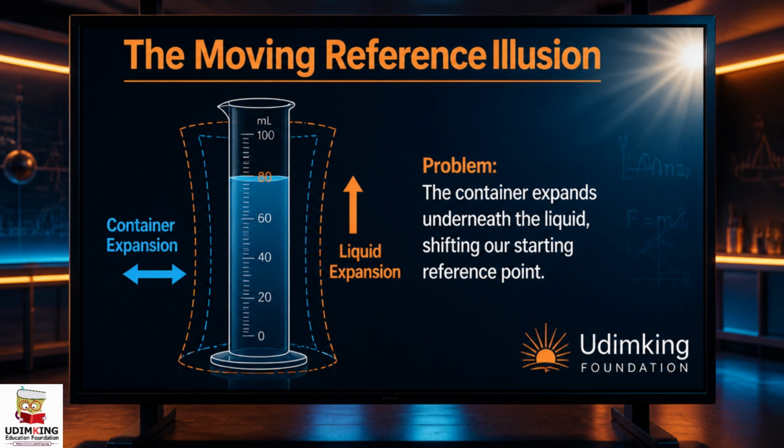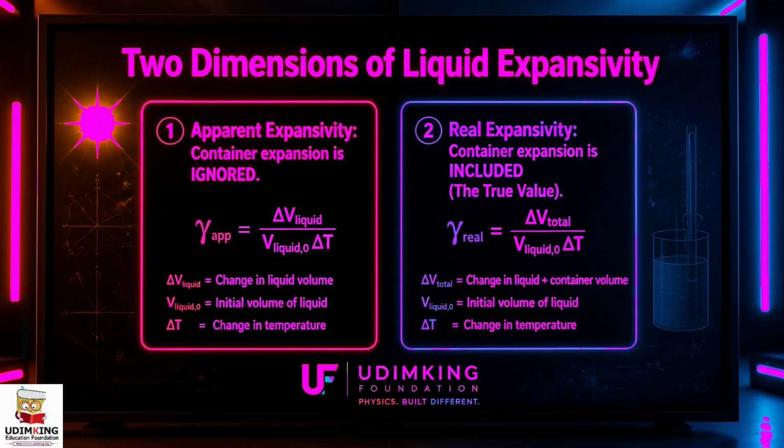Because of this, we have to look at the expansivity of a liquid in two completely different ways: apparent expansion and real expansion. Let us define these two dimensions clearly and simply. First, we have apparent cubic expansivity. This is the fractional change in volume per degree change in temperature when we completely ignore the expansion of the container. It is simply what we observe on the scale of our flask without doing any extra math.